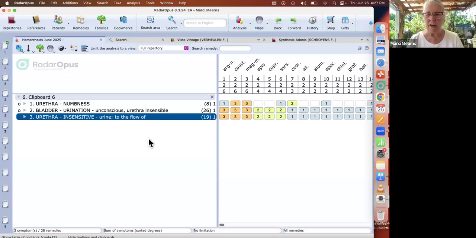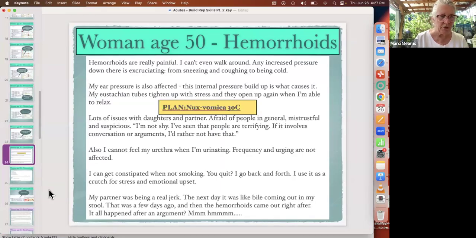Okay. So yeah, that's a great question, and it's one of your biggest skills. So Windows users, PC users, figure out which key that is, make a note, and just use it to select multiple things. Okay, so we gave Nux, and let's just see what happened with this patient. All right.